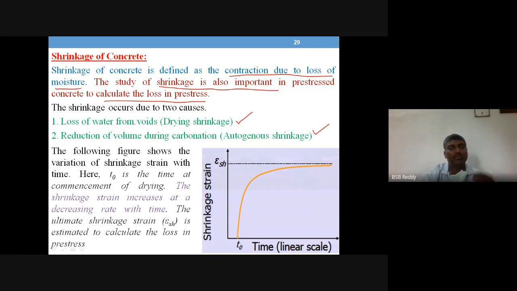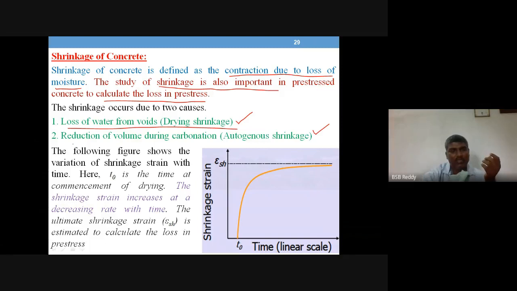Okay, so one reason is loss of water from voids. That we call drying shrinkage. As I said, the water that is mixed in preparing concrete, according to the water cement ratio, maybe 0.4 or 0.5 or 0.6, whatever it is, the water that is there in the voids will be dried up as time progresses. Okay, so that is called drying shrinkage.